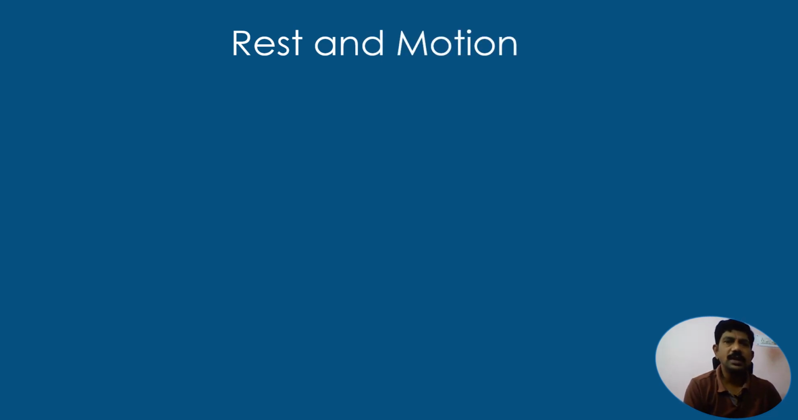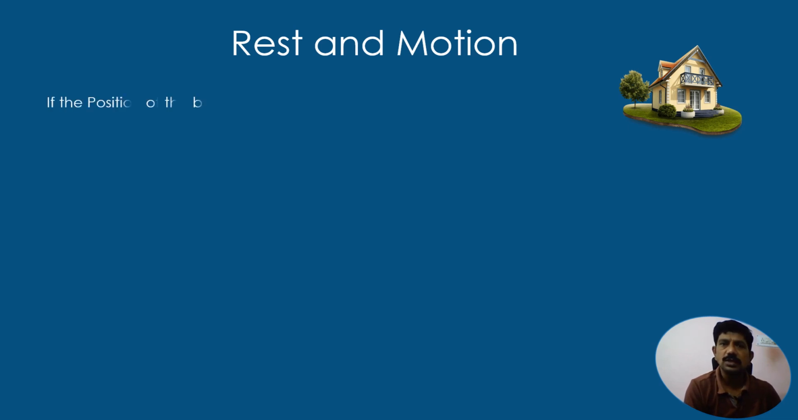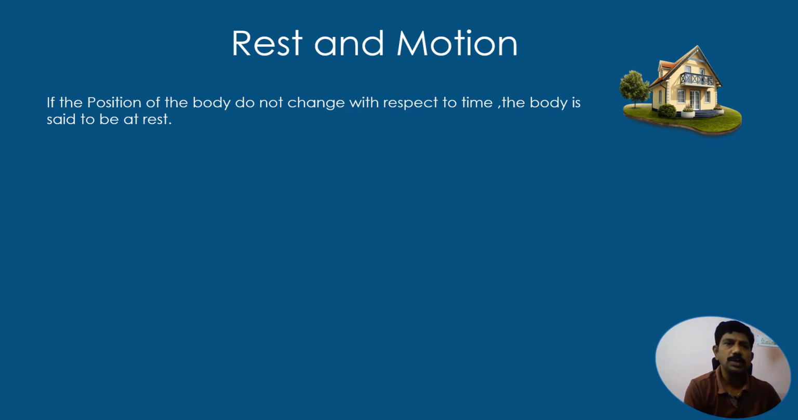Let us define rest and motion. What is rest and what is motion? See this one. The house is at rest and the tree is at rest. Observe this one. This tree is also at rest. Why? We can say the object is at rest if the position of the body does not change with respect to time. The body is said to be at rest.